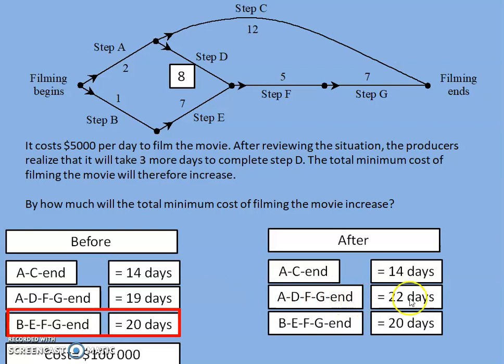But because this one bumped up by 3 days, this now becomes the critical path, which means that the total cost changes. But notice that even though this step changed by a total of 3 days, that didn't change the critical path by 3 days. What happened was a different path became the critical path. And in fact, the change was only 2 days, and the change in cost is only 2 days' worth.